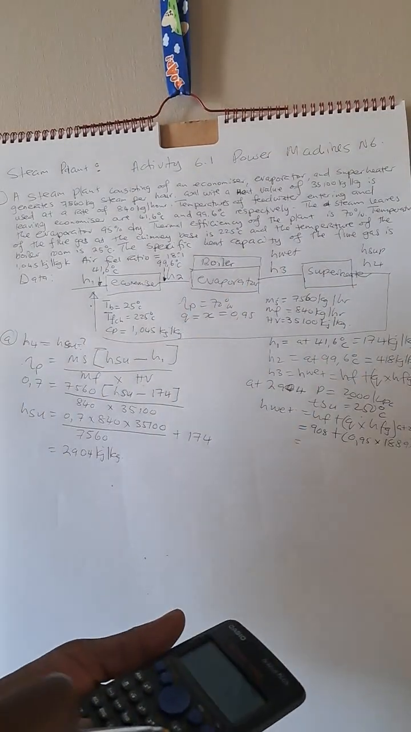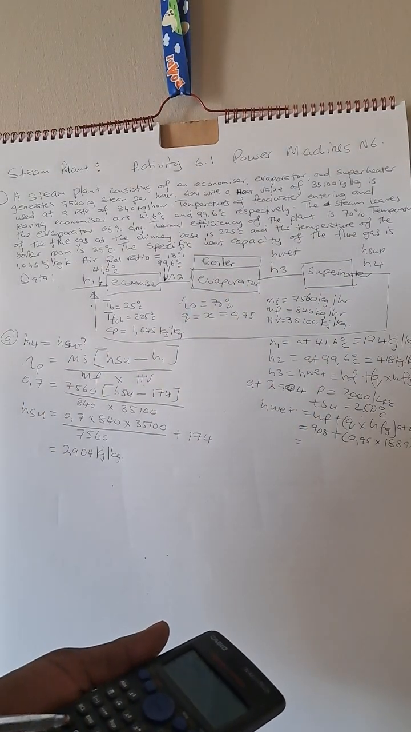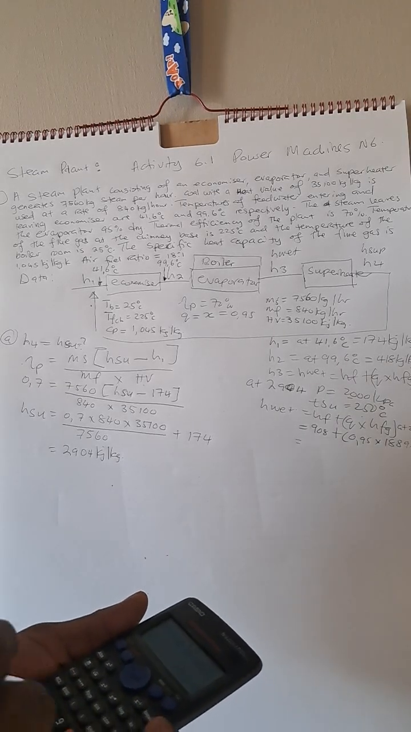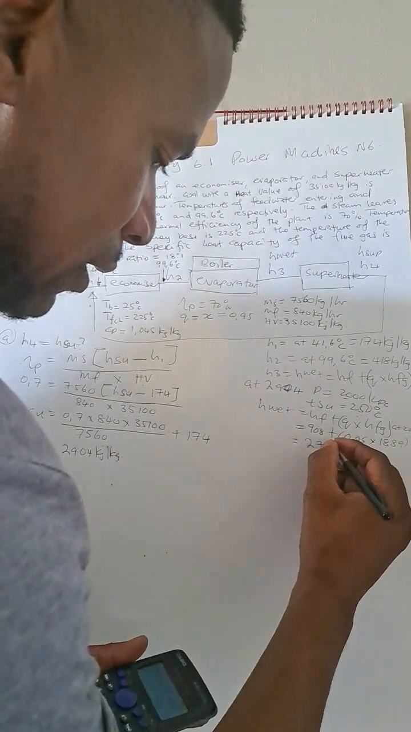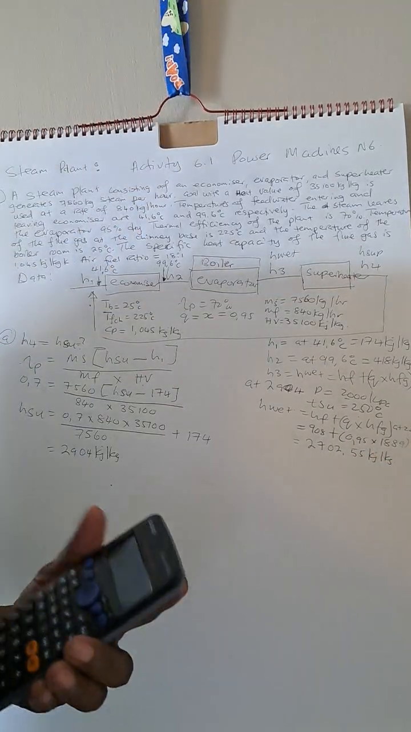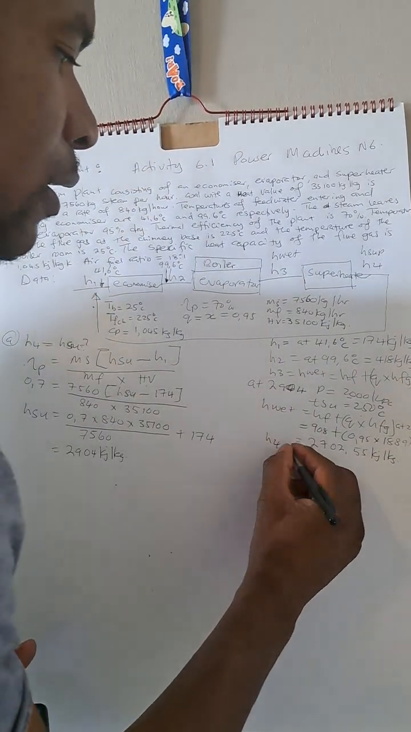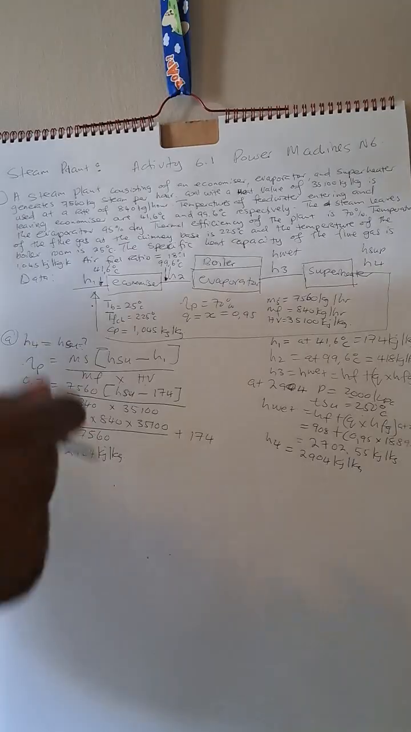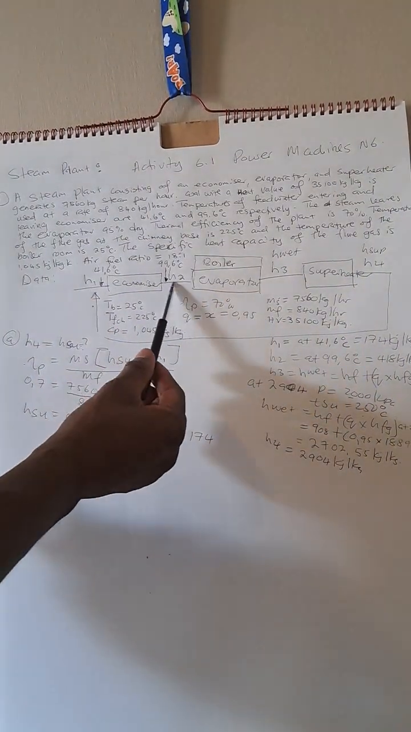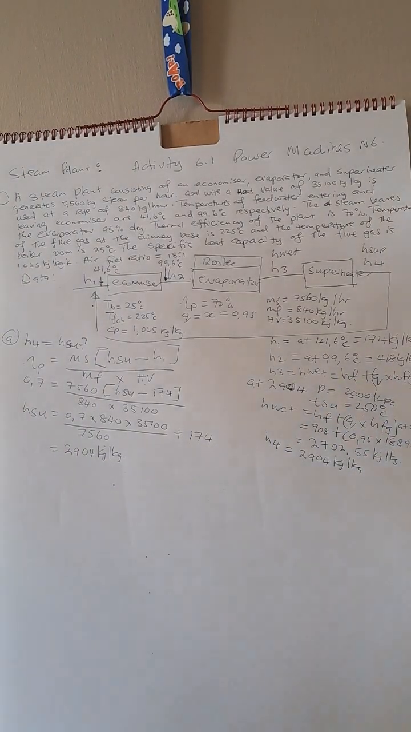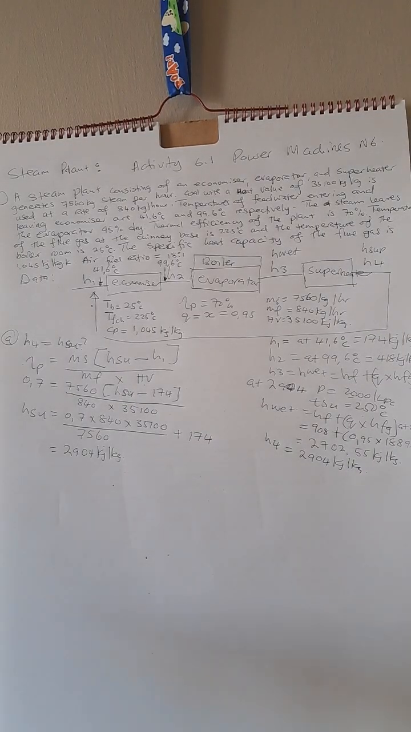So let's see what we are getting. I have 908 plus 0.95 times 1889. I'm getting 2702.55 kilojoules per kg. So we are sorted because our H4 is now there, which we got as 2904 kilojoules per kg. So we have all our enthalpies, our H1, H2, H3, and H4. So we can reflect once again on question 2. We check what they said they need.